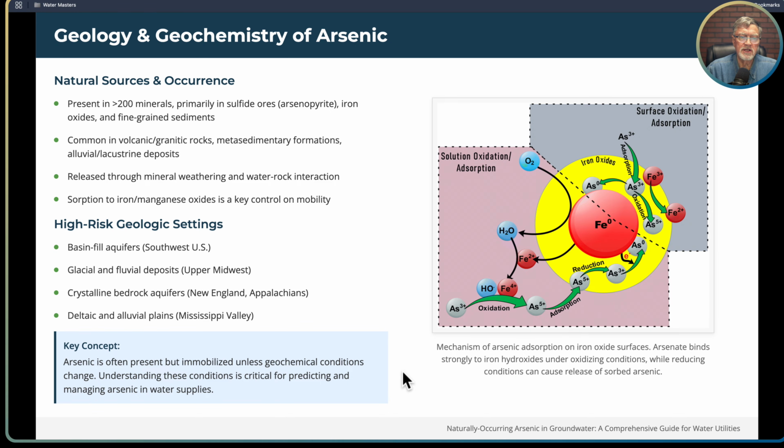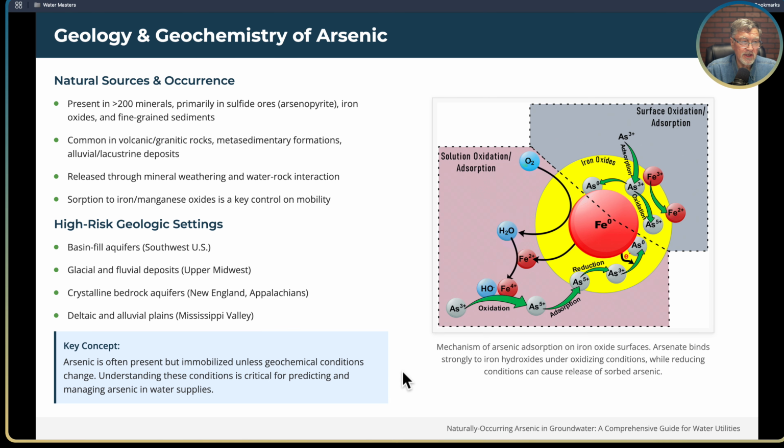So, geology and geochemistry of arsenic. And we have a diagram here and we're going to see this in two consecutive slides. The upper right here really shows the surface oxidation and absorption qualities of arsenic. And then the lower left shows the solution oxidation and adsorption. So we're going to talk about those here. But first, we're going to talk about natural sources and occurrence.